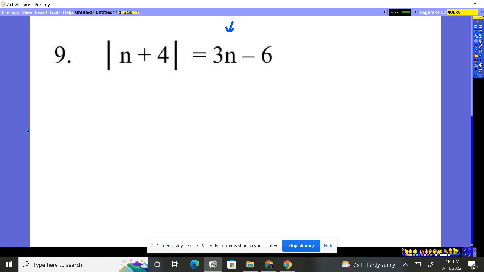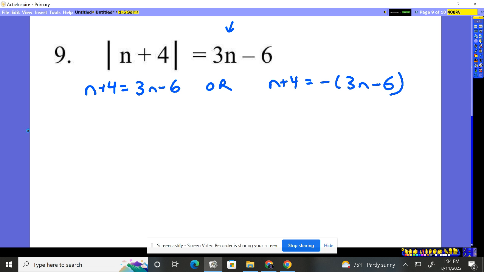So what's going to happen is the absolute value will always be positive, and this side will come out to be positive one time, but another time probably negative, and that won't work. So what do we do? Well, we're going to look at when n plus 4 equals the positive 3n minus 6, or, since absolute value has a negative side, when that absolute value equals the opposite, the negative piece of that 3n minus 6. We're going to solve both of these pieces, then plug in the solutions. One of the solutions will work in the original equation, one will not.